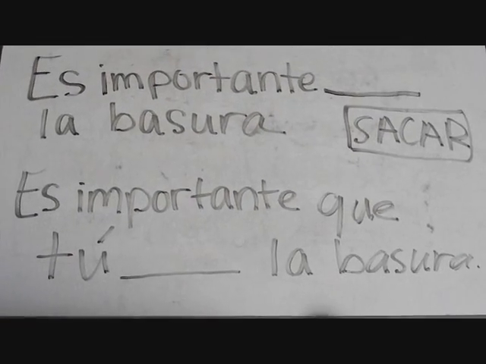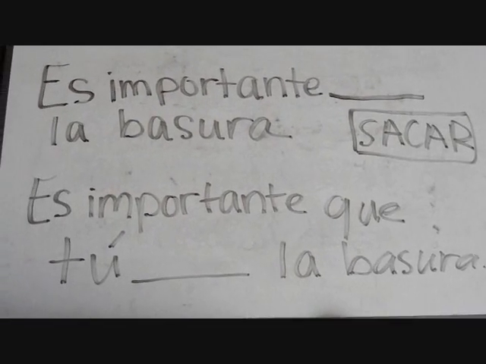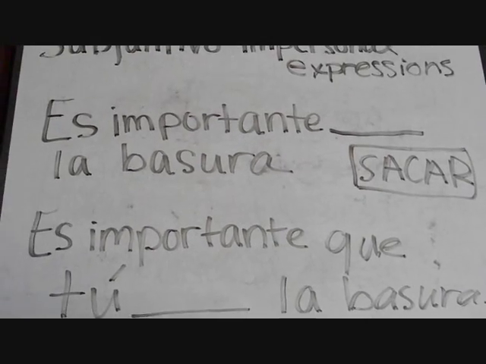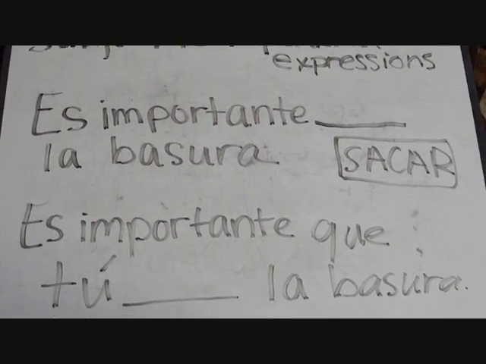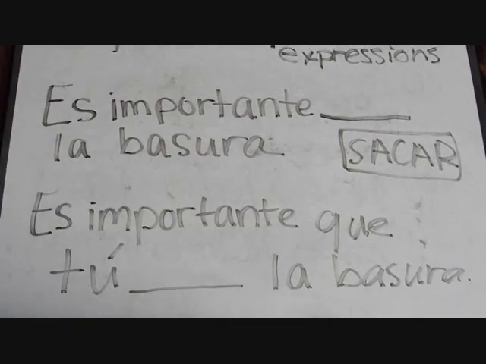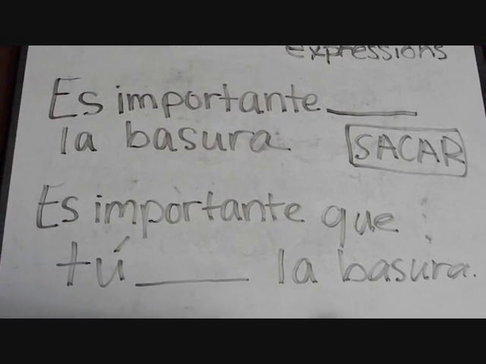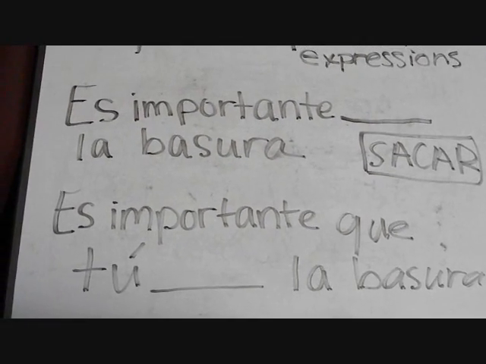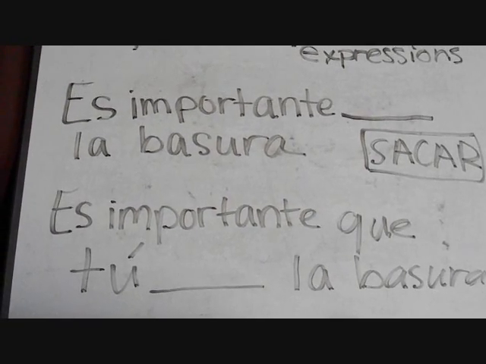In our second sentence, we want it to say, it's important that you take out the garbage. So one of these sentences is going to have the verb sacar, which is to take out, in the infinitive form. And one of them is going to have it in the subjunctive form. So I want you to think about what you already know about the subjunctive, about how we use the subjunctive when we're trying to make a statement or a wish or influence someone else to do something different, to do something that we want them to.